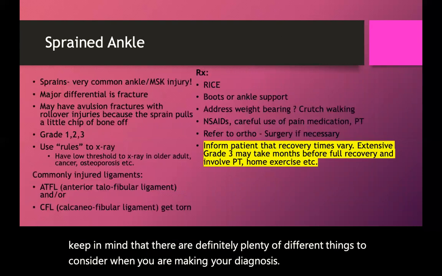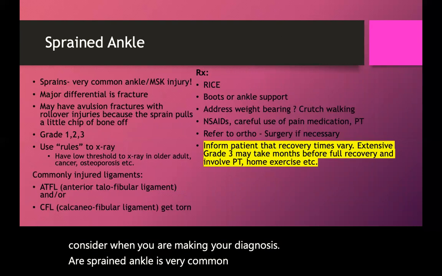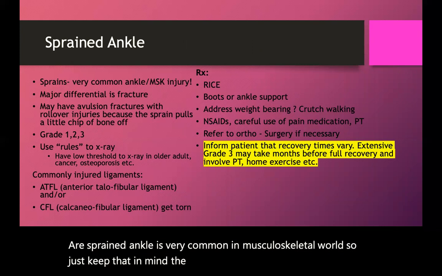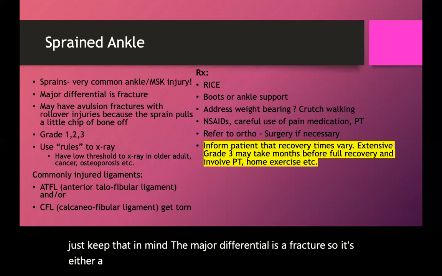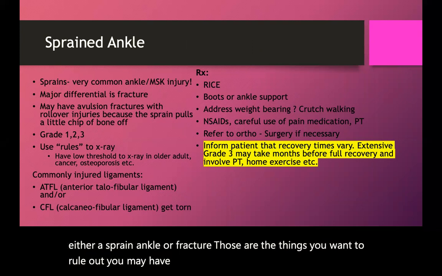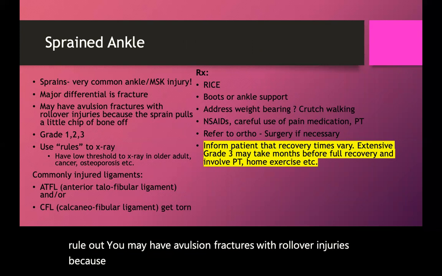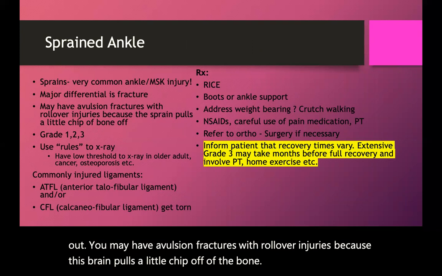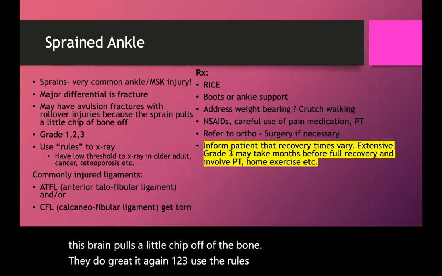Sprained ankle is very common in the musculoskeletal world. So just keep that in mind. The major differential is a fracture. So it's either a sprained ankle or a fracture. Those are the things you want to rule out. You may have avulsion fractures with rollover injuries because the sprain pulls a little chip off of the bone. They do grade it again, 1, 2, 3. Use the rules to x-ray.